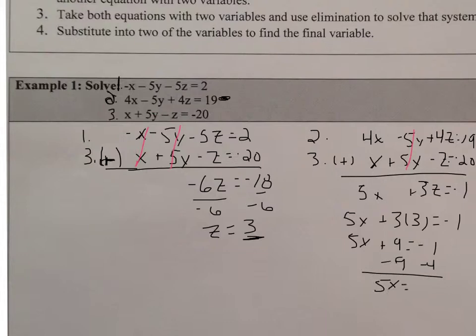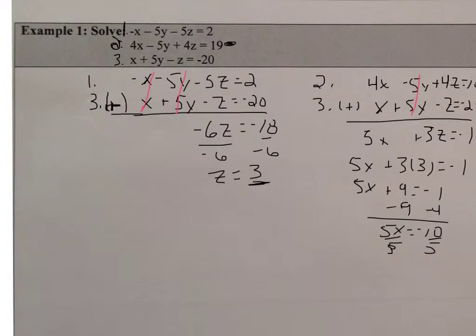5x equals negative 10, sorry, and then you divide by 5, and you get x equal to negative 2. Let's see, I'm going to have to give myself a little more room. There we go. You get x equal to negative 2.